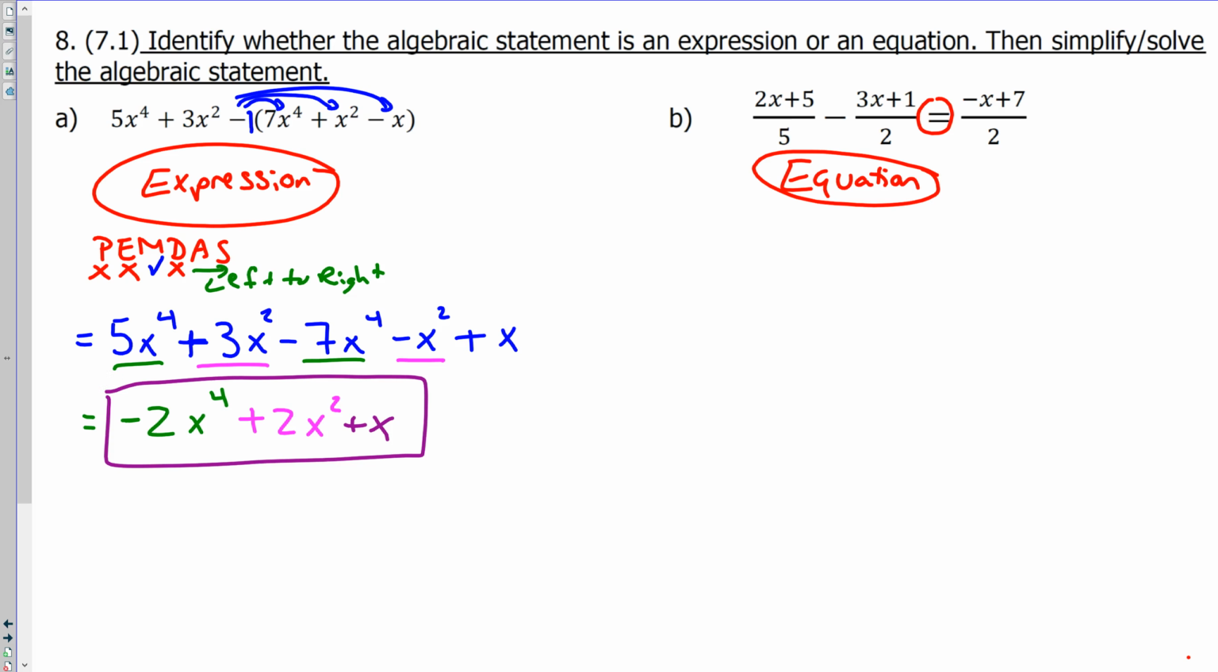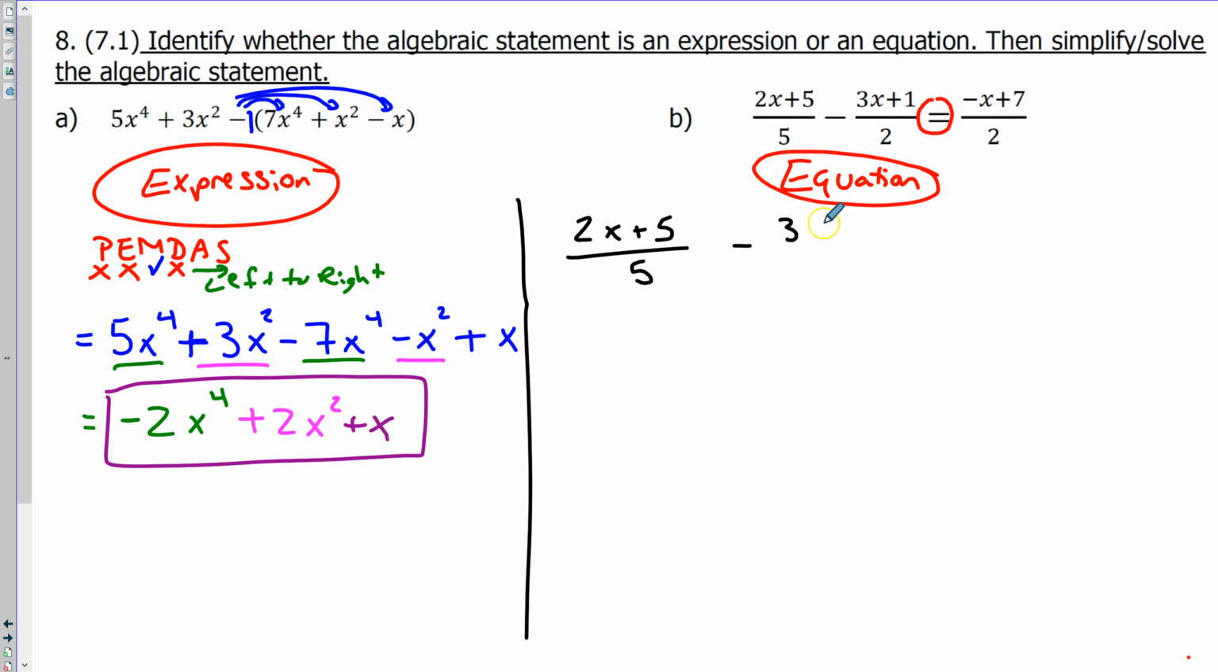For B, we have an equation, and equations you solve. So we're not interested too much in simplifying, we're interested more in isolating the x. Now this one is a particularly interesting equation because we have those lovely fractions in there. So there's several ways that we could approach this.